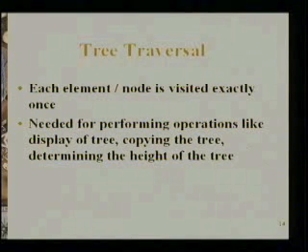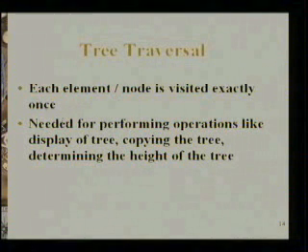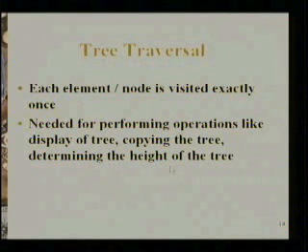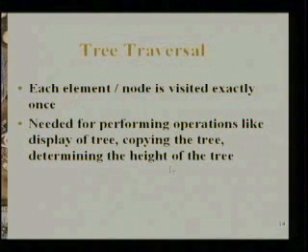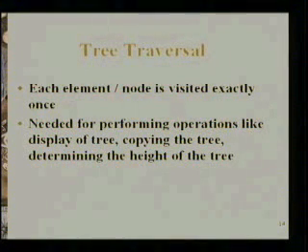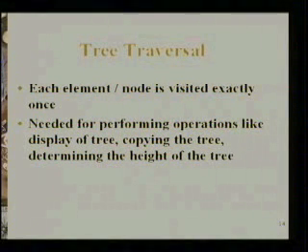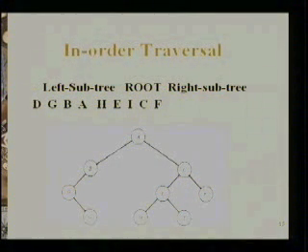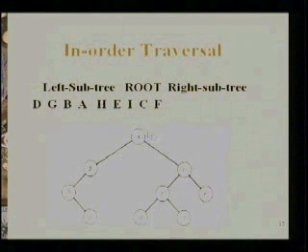Each element or node is visited exactly once and needed for performing operations like display of tree, copying the tree, determining the height of tree. So to perform these operations, we need to travel a tree. So you just cannot display, copy or determine the height of the tree without traveling through all the elements of the tree. At the same time, you have different types of tree traversals. Let me go through each of them. The first one is in-order traversal. How to travel a binary tree using this particular in-order traversal.